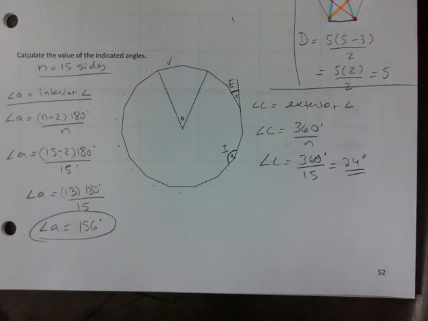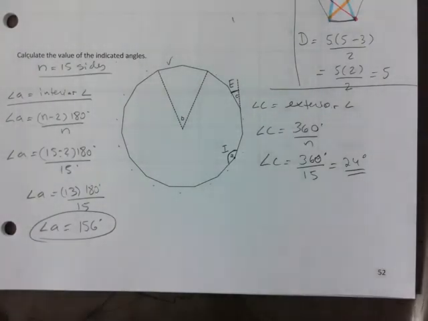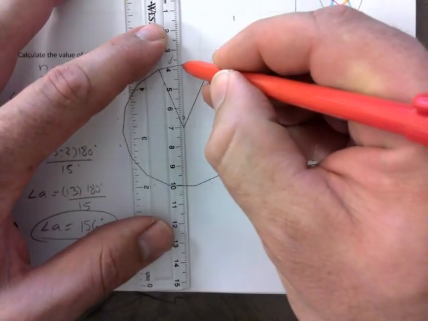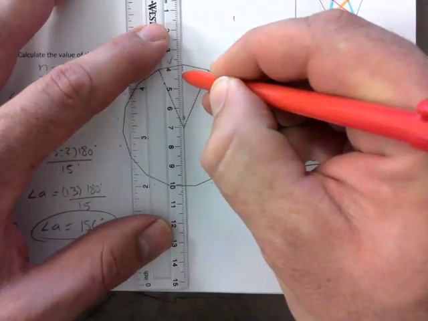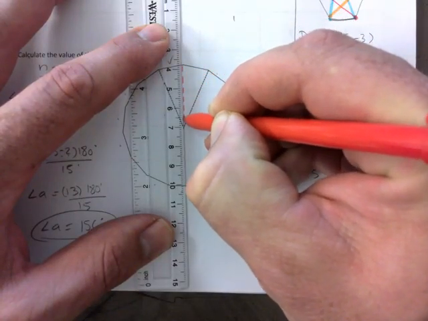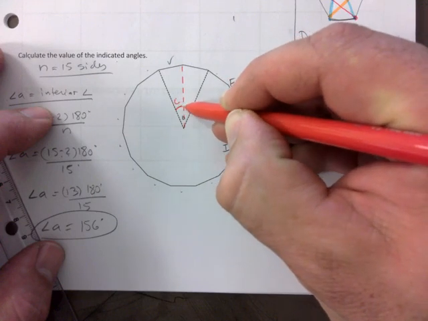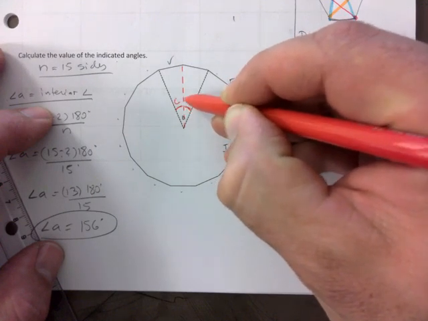Here's where you need to pay attention to this one. Angle B is not a central angle. I don't know if you've noticed that. How many central angles are in here? C and C, correct? Two central angles.